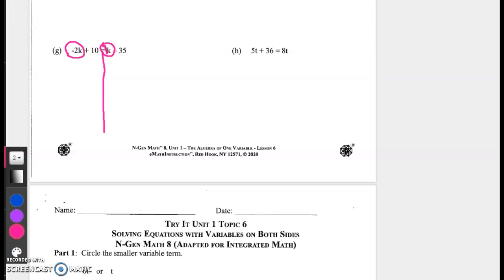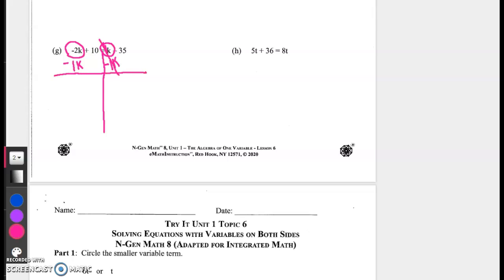So in order to get rid of a positive 1k, I'm going to subtract 1k from this side, and I'm going to go to the other side and I'm going to subtract it from the like term. So I'm going to make sure I put it under the k term. So I'm going to do minus 1k from the other side to keep everything balanced.